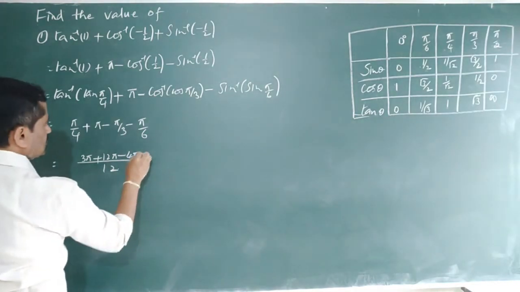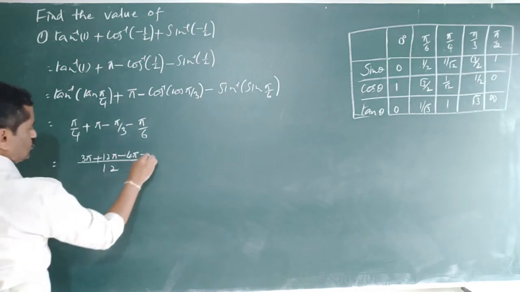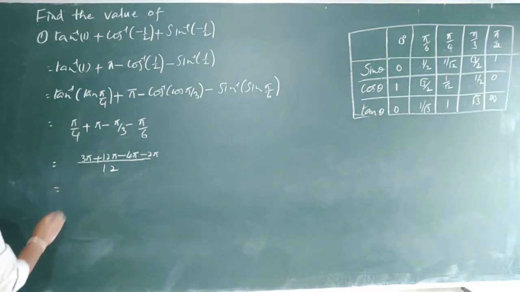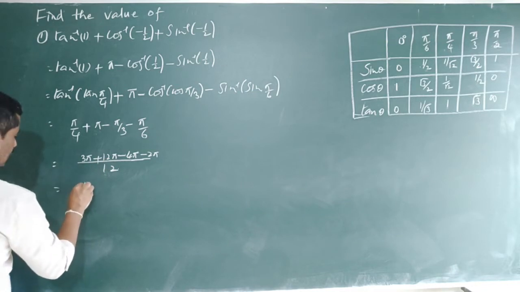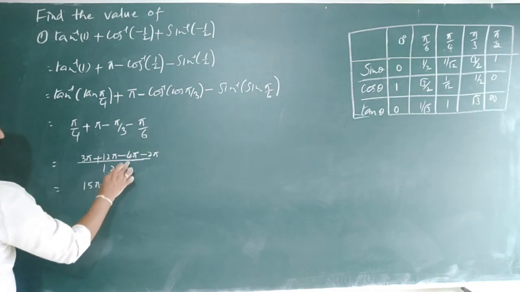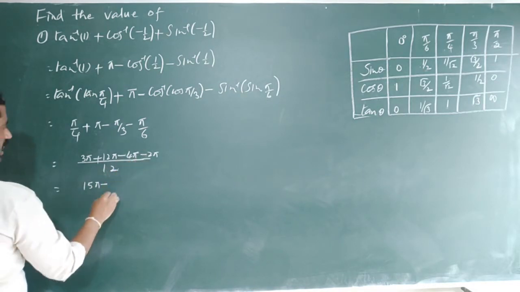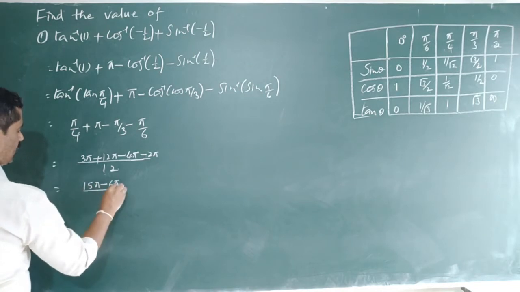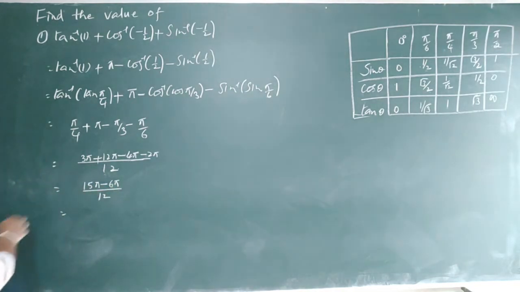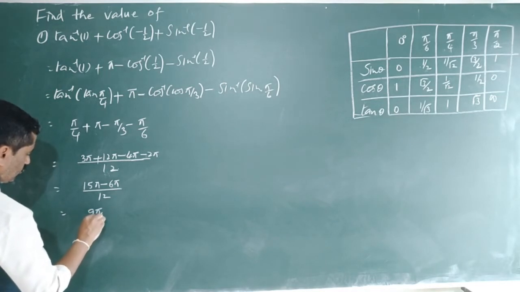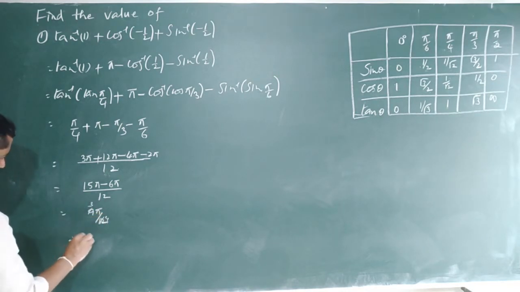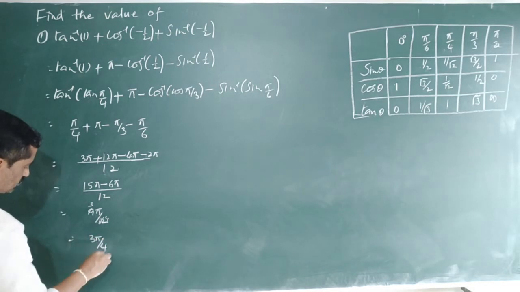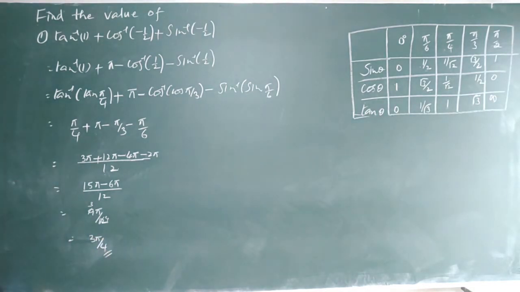Again minus, so divide 12 by 6, we have 2, that is 2 into pi, we have 2 pi. Again simplification, that is equal to 3 pi plus 12 pi, that is 15 pi. 15 pi minus 4 pi minus 2 pi, we have minus 6 pi divided by 12. Again that is equal to 15 pi minus 6 pi, we have 9 pi by 12. Again, 3 threes, 3 fours, that is equal to 3 pi by 4. So this is the value of this expression.